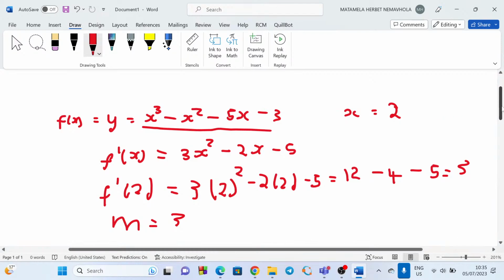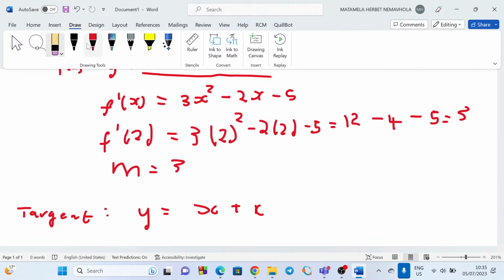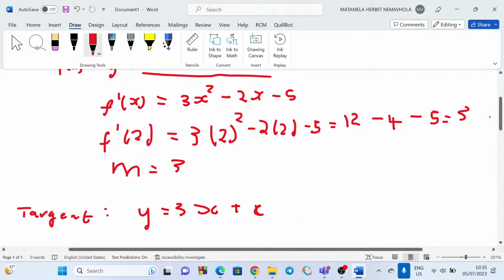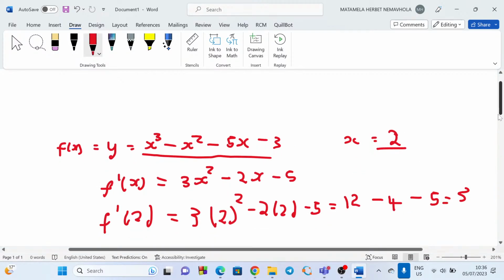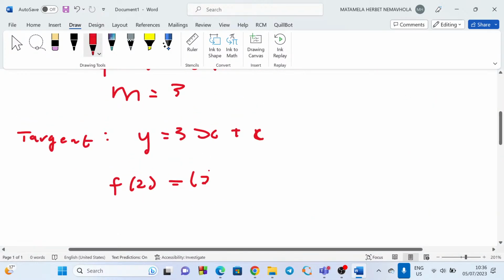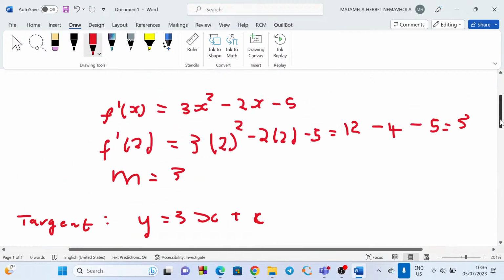When our gradient is 3, it means that in our equation for the tangent we are going to have 3x plus c. So now we will have to find the value of c. In order to find c, we are going to substitute the 2 in the original equation. So when we substitute that 2, f of 2 is going to be cubic, and then is it minus? Yes, let me check.